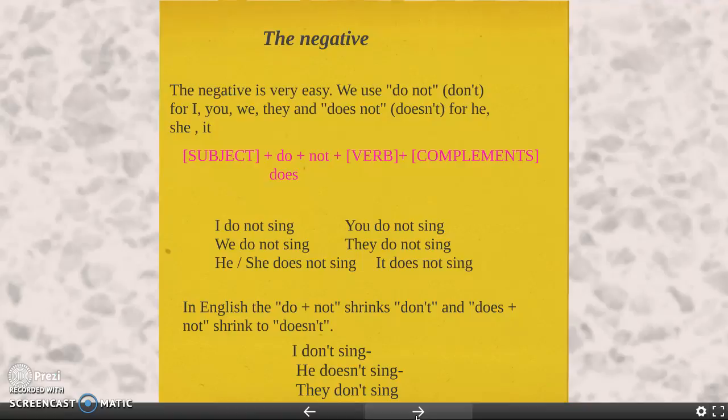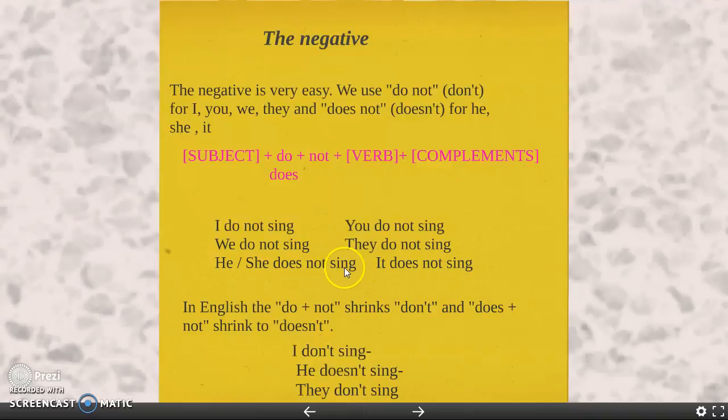The negative. The negative is very easy. We use do not, don't for I, you, we, and they. And we use does not, doesn't for he, she, it. For example, subject plus do or does plus not plus verb plus complements. Example, I do not sing, you do not sing, we do not sing, they do not sing. But he or she does not sing, it does not sing.